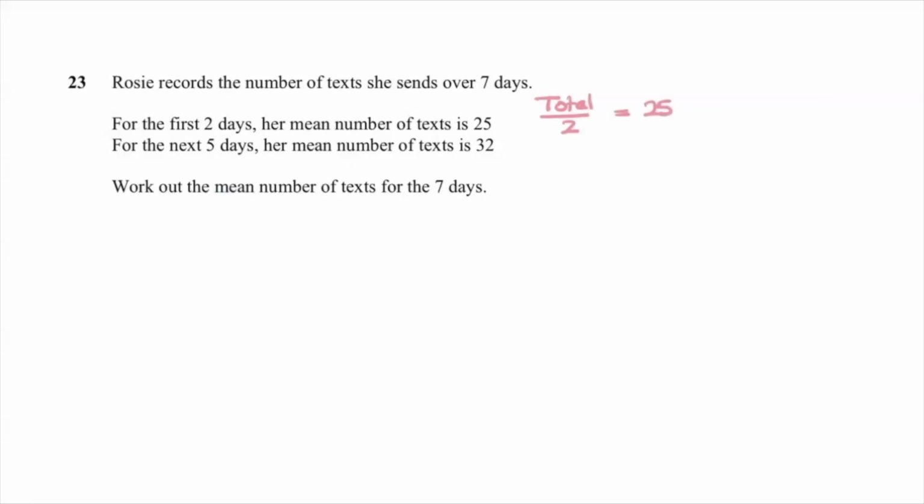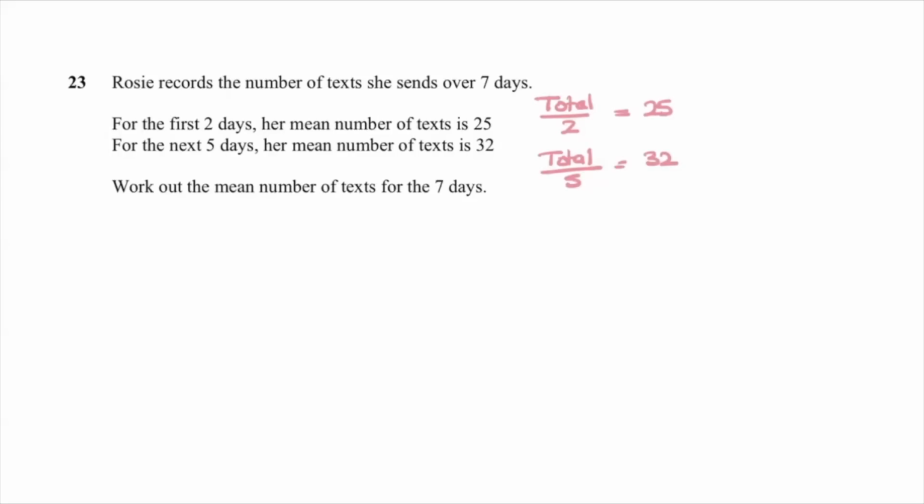And the second line is doing the exact same thing. There was a total over those 5 days. When it got divided by 5, it gave a result of 32. I'm being asked to work out the mean number of texts for the full week, for the 7 days. I'm going to need those totals so that I can then divide through by the 7 and get an average for every day.